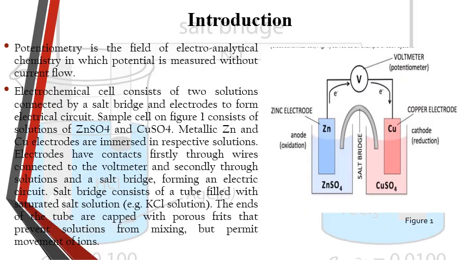On the surface of electrodes, electrons are transferred to ions or vice versa. For instance, the zinc electrode dissolves. Metallic copper is deposited on the electrode surface.